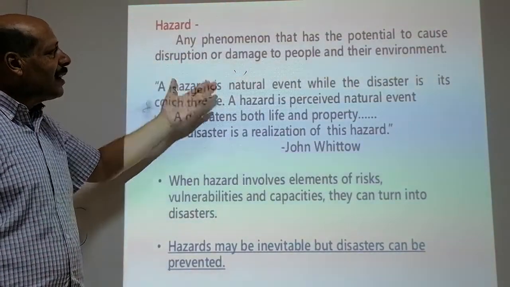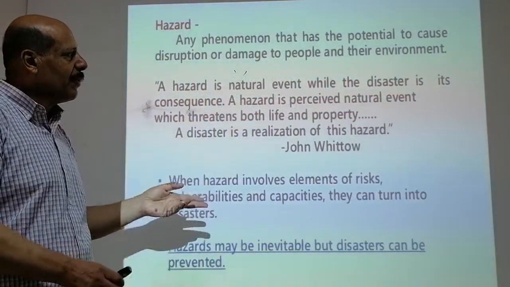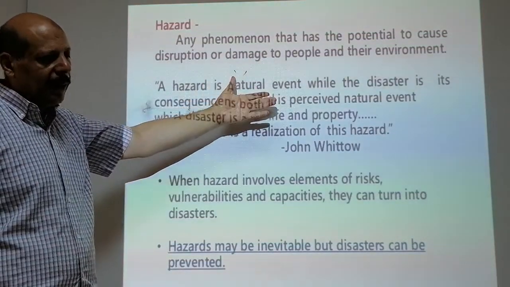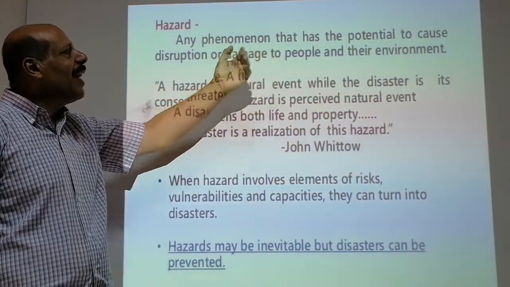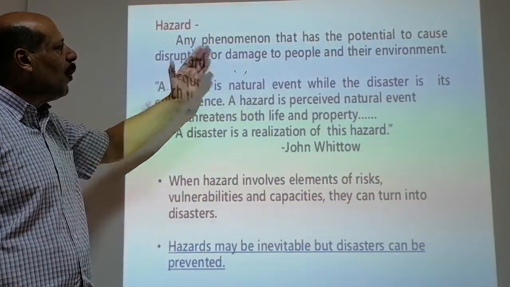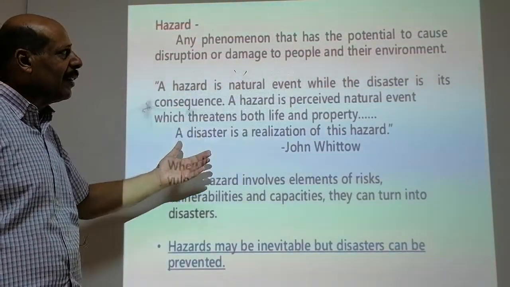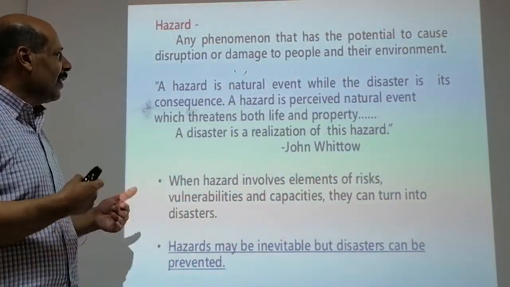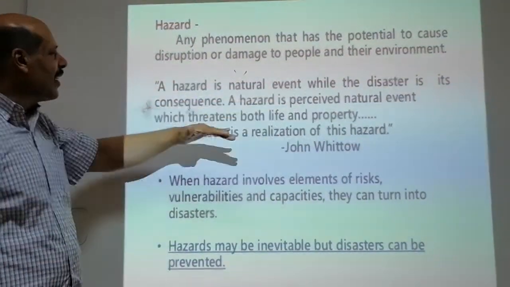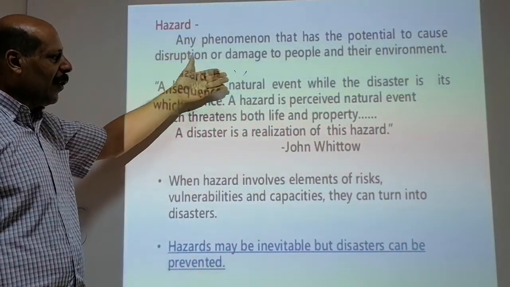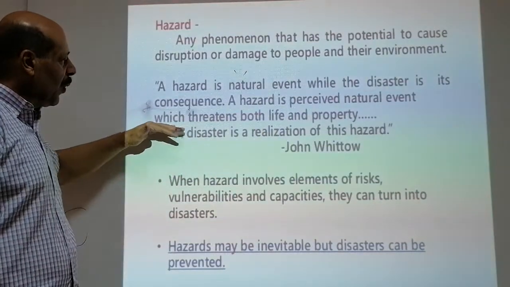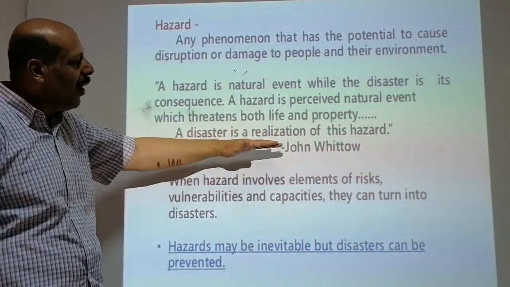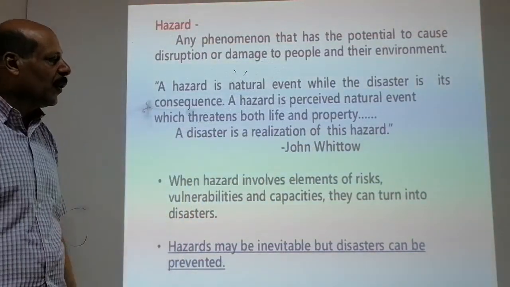The hazard. So there is a difference between hazard and disaster. The hazard is any phenomenon that has the potential to cause disruption or damage to people and their environment. So the hazard is the cause of the disaster. The hazard is the natural event, while the disaster is the consequence of the hazard. So a hazard is perceived as a natural event which threatens both life and property, and the disaster is the realization of this hazard. This is by John Wittons.